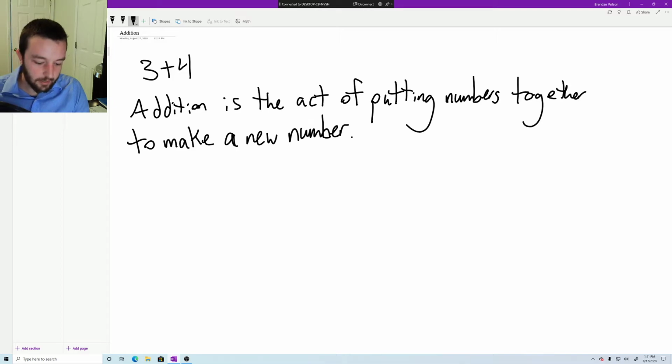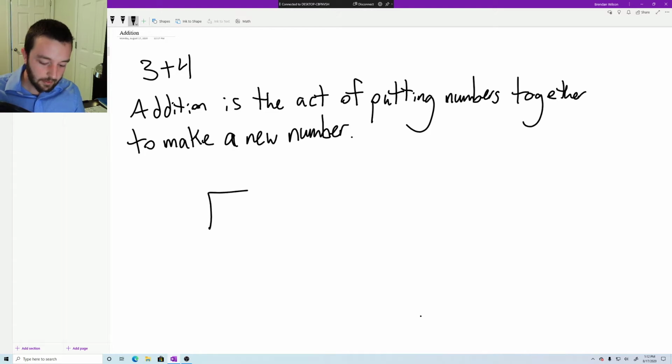But all I'm trying to say here is we take 3 and we take the 4, we put them together, and then we come up with a new number from that. I mean, this definition could really apply to subtraction and multiplication as well, in a way, depending on how you interpret the putting numbers together part. But let's look at visually what this means, because I think that's the best way to see it.